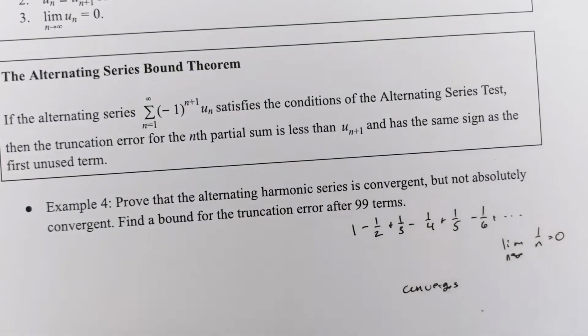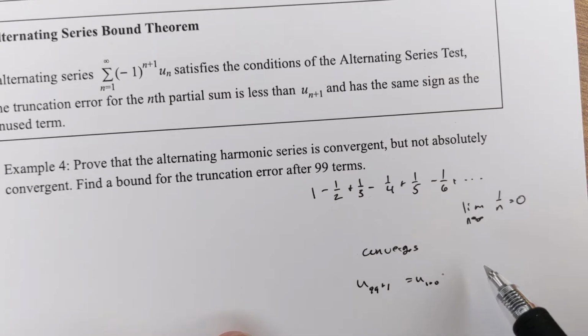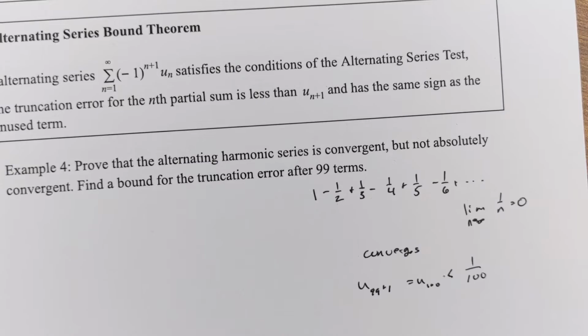So we did that. Find a bound for the truncation error after 99 terms. So the error is less than u99 plus 1, which would be u100, which would be 1 over 100. So the error will be, there we go.